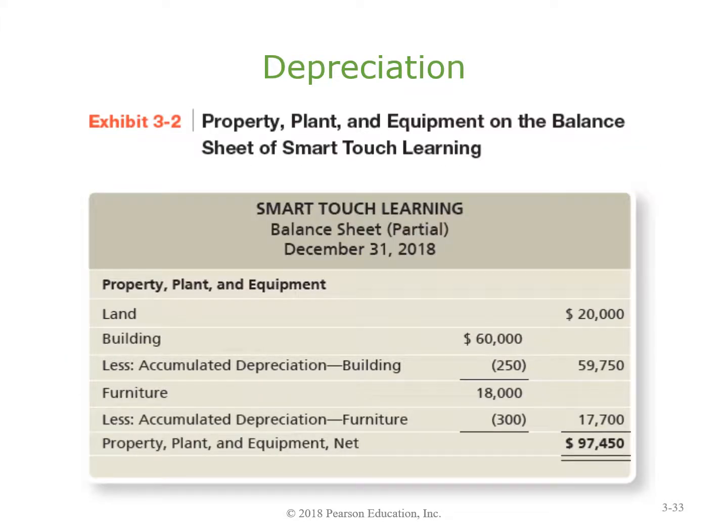So this is what the balance sheet would look like for this. So we have land. It doesn't depreciate, so we just leave it on the balance sheet at cost. Building minus its accumulated depreciation, and furniture minus its accumulated depreciation. And then you get to property, plant, and equipment, net. That means net of its accumulated depreciation.